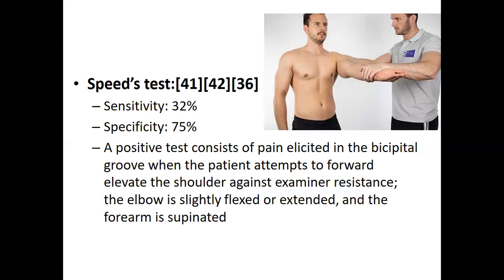The forearm would be supinated, as we can see here. The palm is toward the ceiling, so it is supinated. If the patient elevates further against the resistance of the examiner and has pain here, which indicates the bicipital groove through which the long head of the bicep tendon passes, then it would be considered a positive test for the bicep tendon pathology.